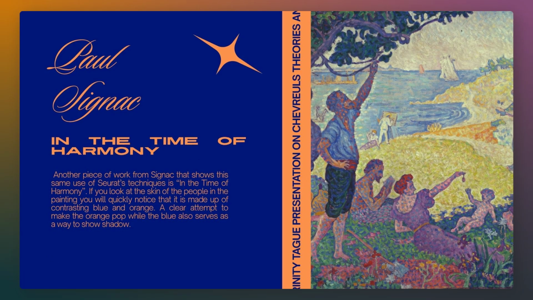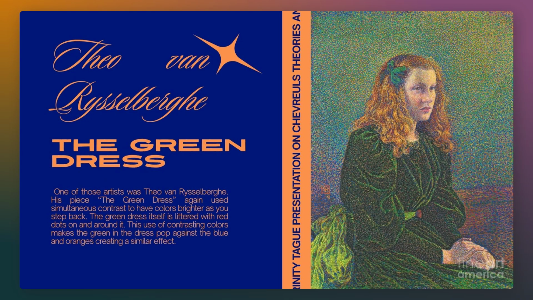Another piece of work from Signac that shows the same use of Seurat's techniques is In the Time of Harmony. If you look at the skin of the people in the painting, you will quickly notice that it is made up of contrasting blues and orange. A clear attempt to make the orange pop, while the blue also serves as a way to show shadow. These two artists are often attributed to the start of the Neo-Impressionist movement and would become the inspiration for many artists who used similar techniques.